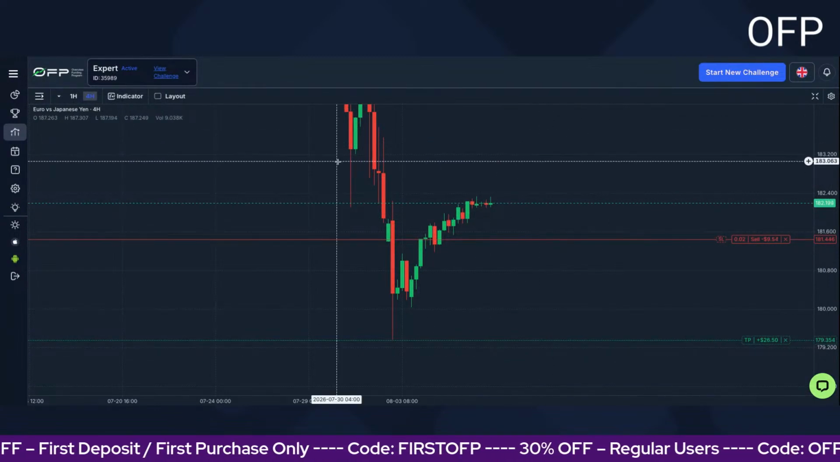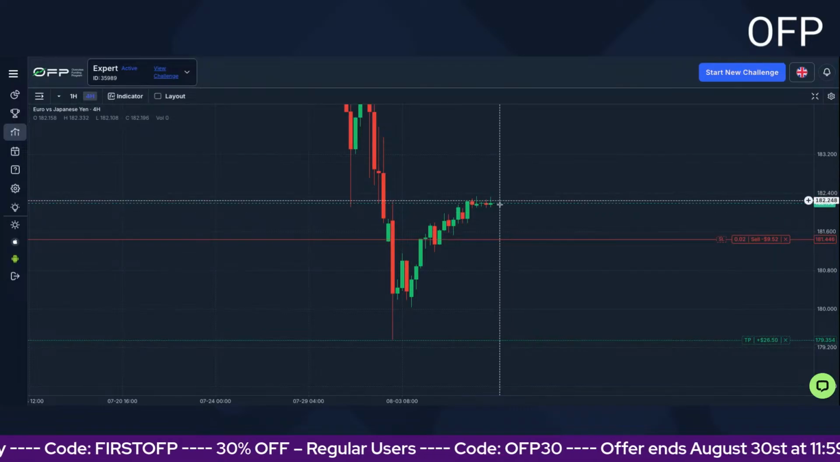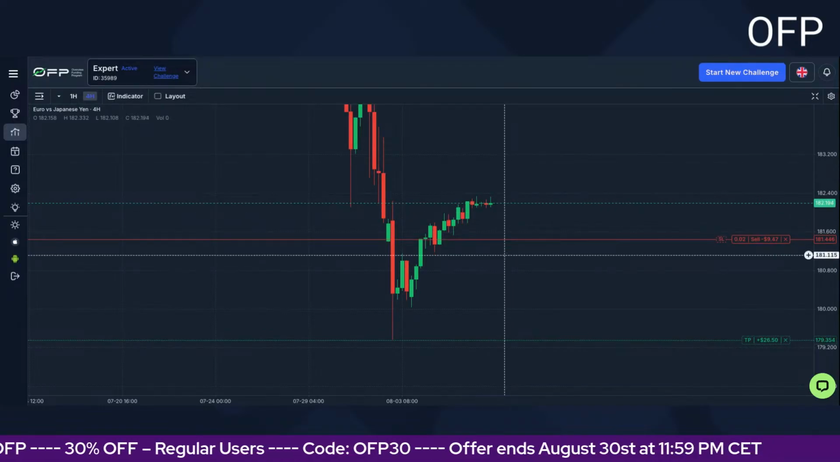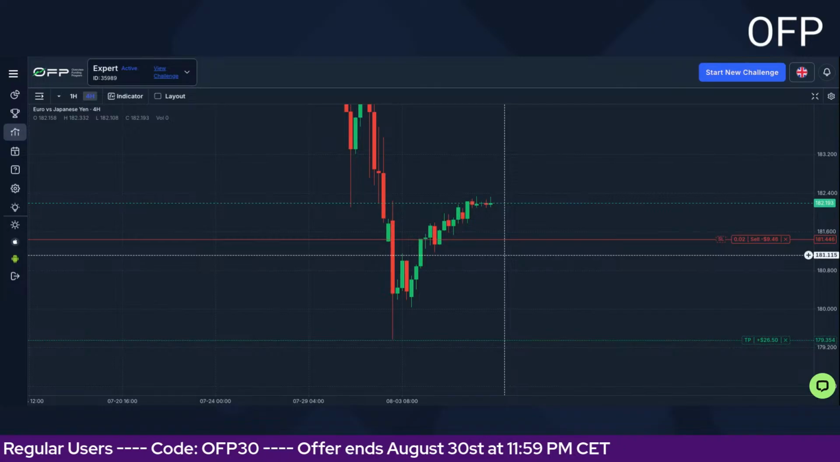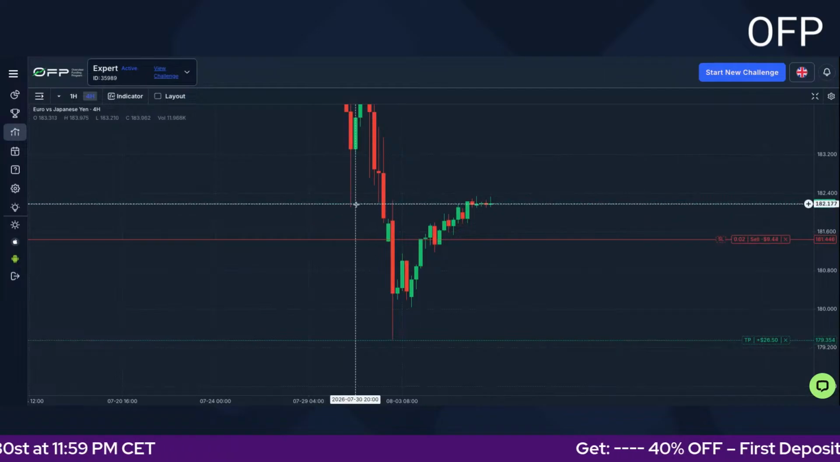Because Aussie seems at the moment to be really strong compared to any other currency. If you look at it, even on a higher outlook, not just on Aussie yen, but on other pairs, you'll be able to see that. But with euro yen, euro seems to be weak right now. So this is the reversal point.